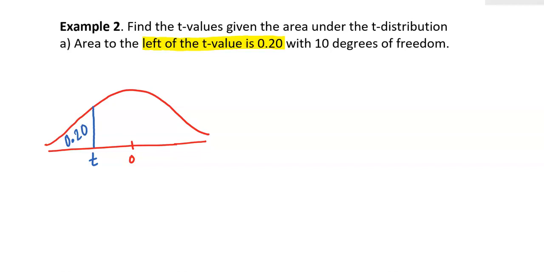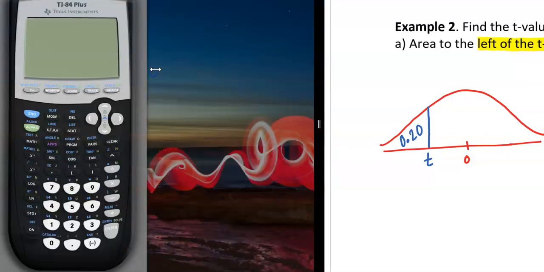Now, the inverse t function needs area on the left, which we already have. So we can just jump into finding the value of t. Inv t, the area on the left, 0.20. And we're also going to need the degrees of freedom, which in this case is 10, because that's what we're given. So df is 10, as the problem states. All we have to do is go to our TI84 calculator. So let's go ahead and do that.